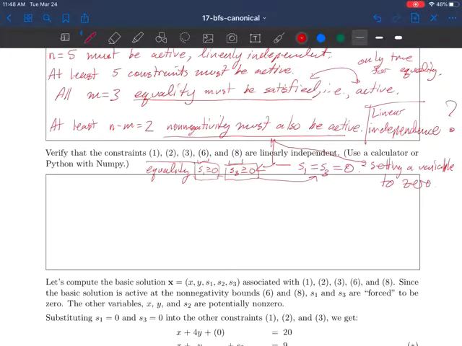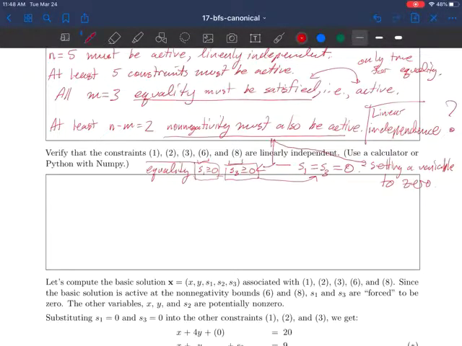Note, that's why equality constraints, when they're active, it's the same thing as saying they're feasible. So all the equalities must be satisfied. And now we have these 2 non-negativity constraints also being active, so they're satisfied with equality. Well, what does that mean? That means to test for linear independence, we need to form the constraint matrix that is composed of the coefficients of these constraints, and see if that determinant is non-zero, right?